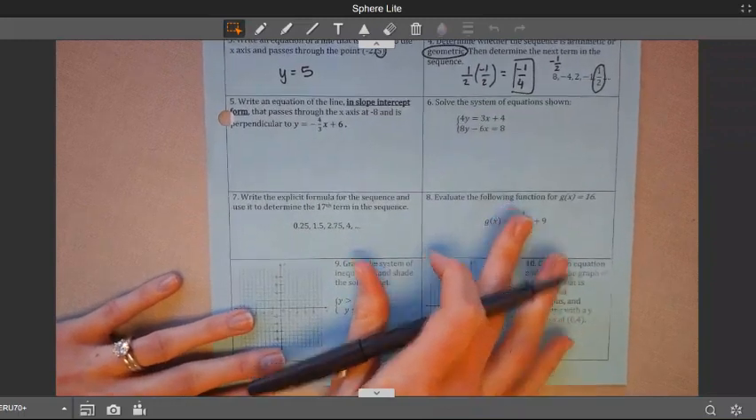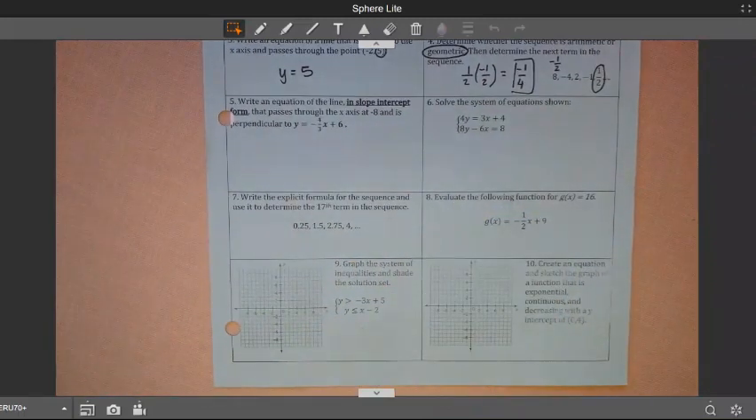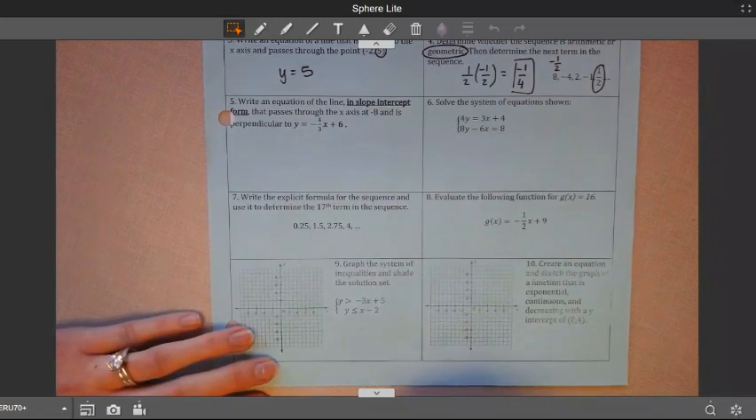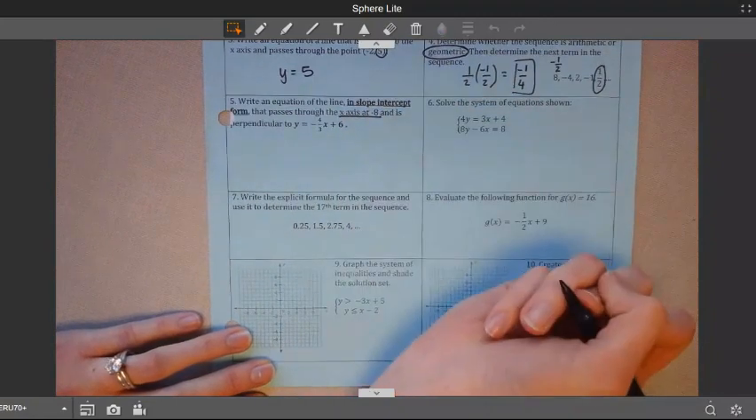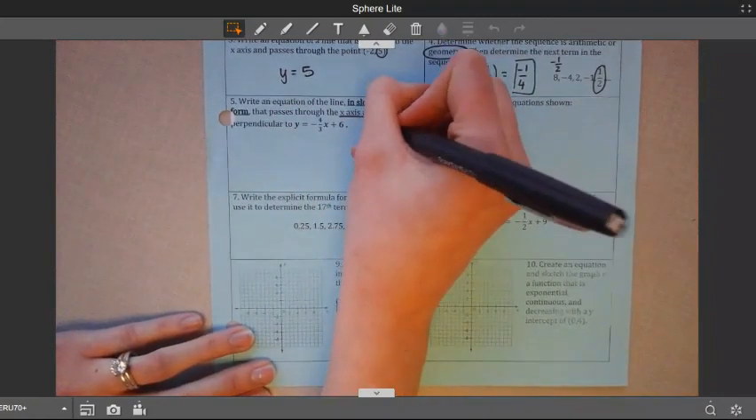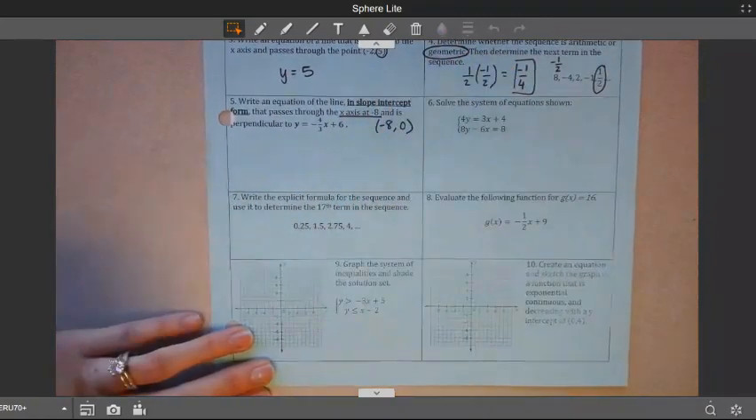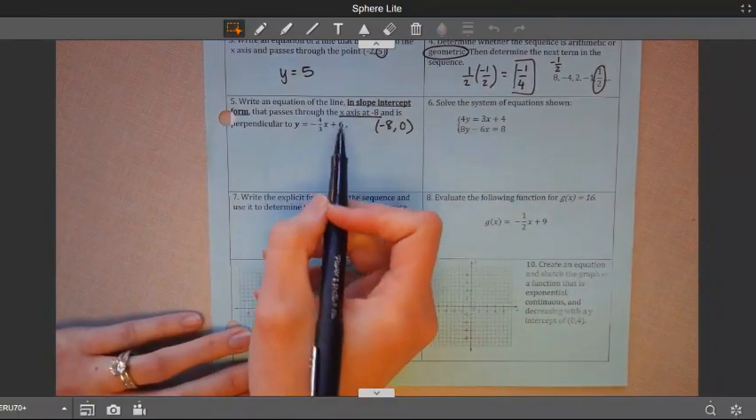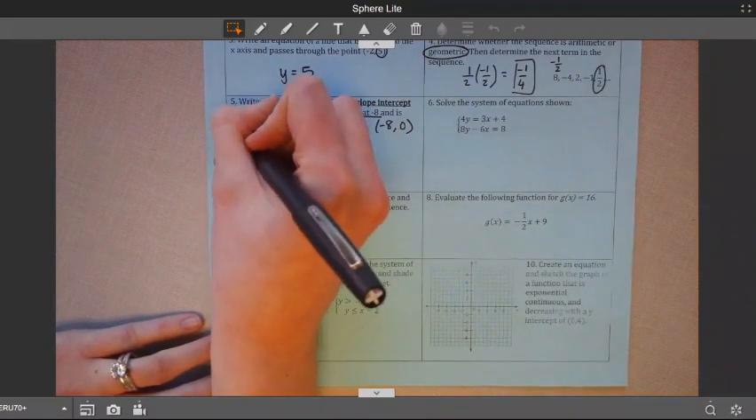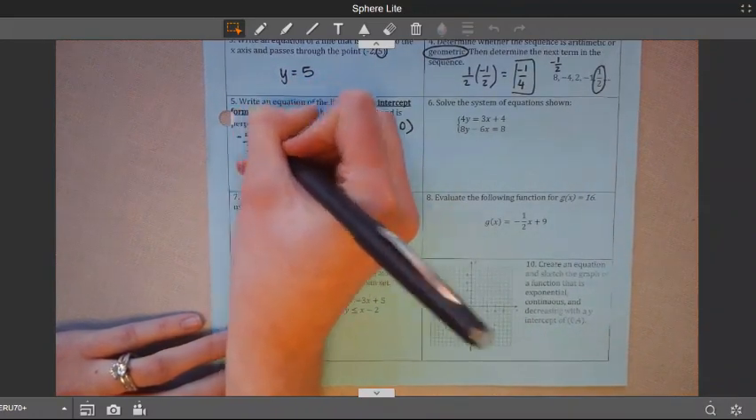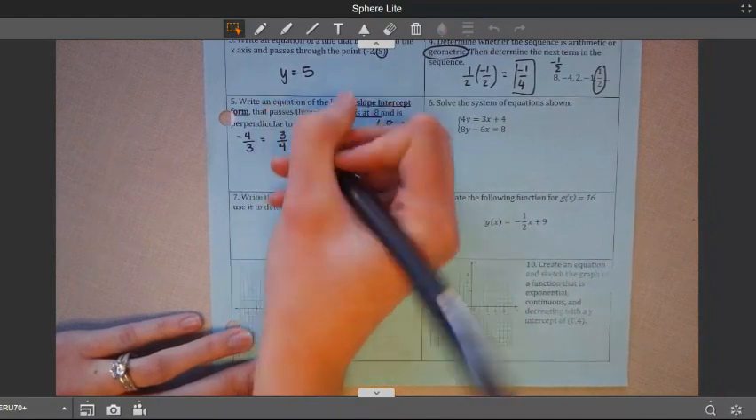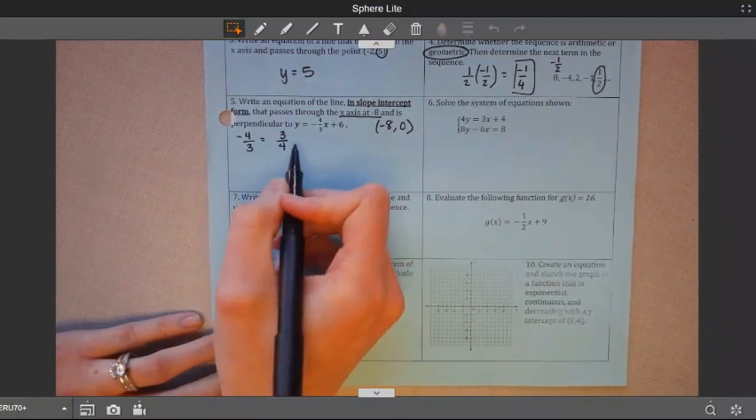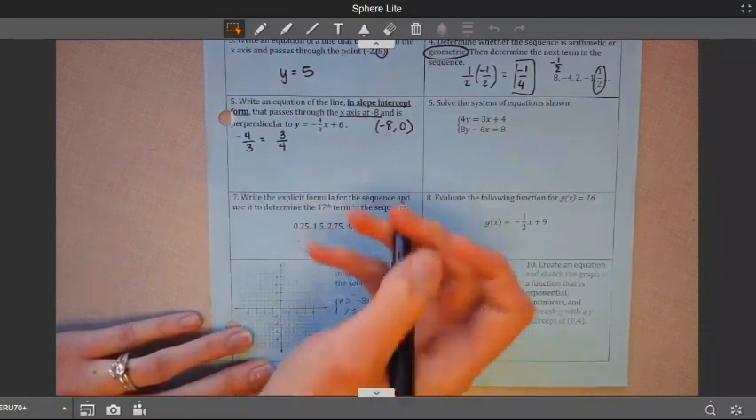Number 5, write an equation of the line in slope-intercept form that passes through the x-axis at negative 8 and is perpendicular to y equals negative 4/3 x plus 6. Okay, if it passes through the x-axis at negative 8, that must mean it's at negative 8, 0. That is the ordered pair for that. It's perpendicular. Well, that means opposite reciprocal slopes. So currently the slope is negative 4/3. Well, the reciprocal of that gets me 3/4, and it's opposite. So since this one is negative, this becomes positive. I now have a slope. I have a point. I can find my y-intercept.